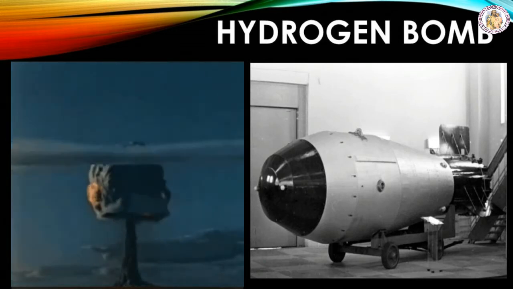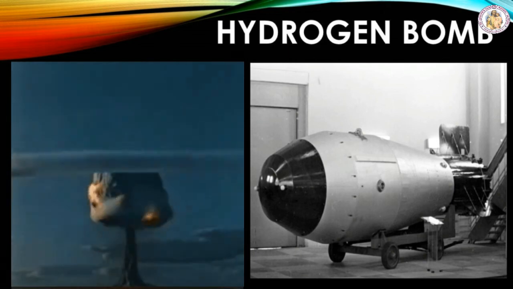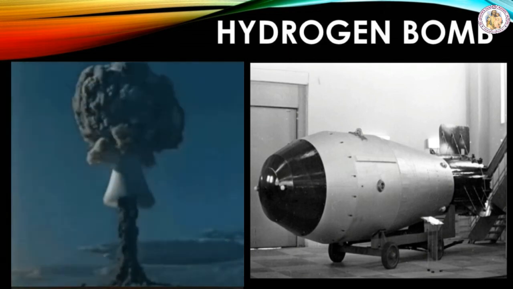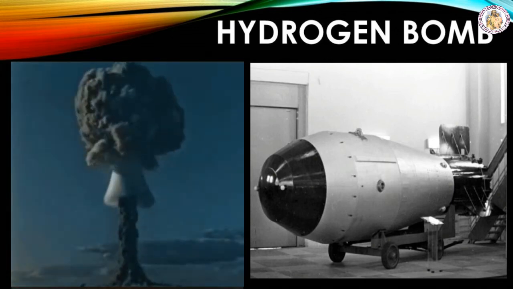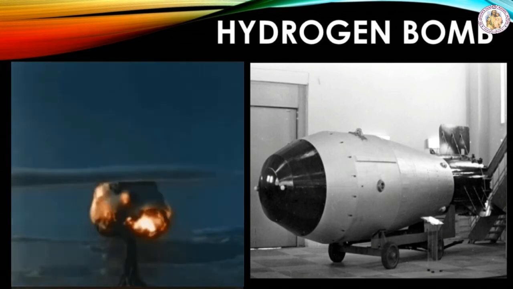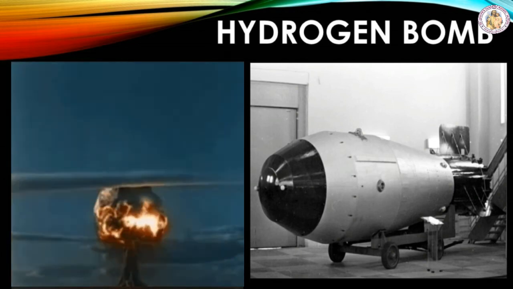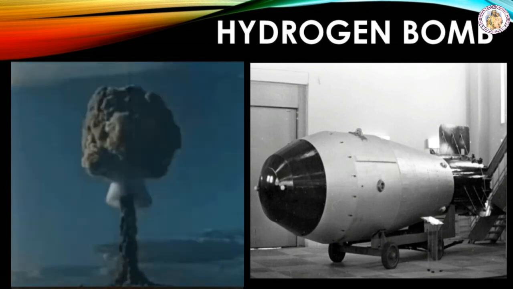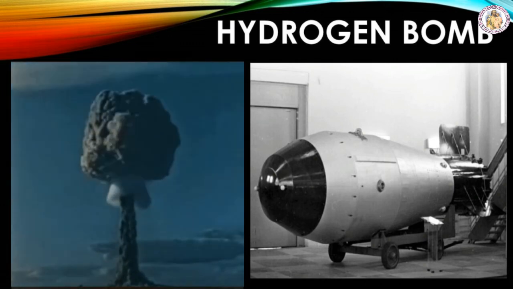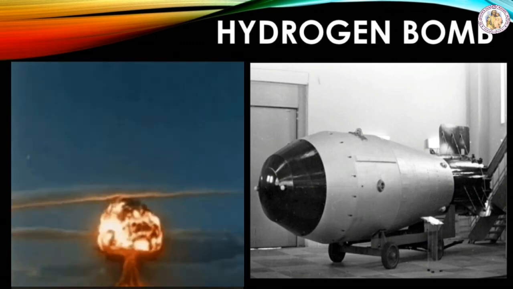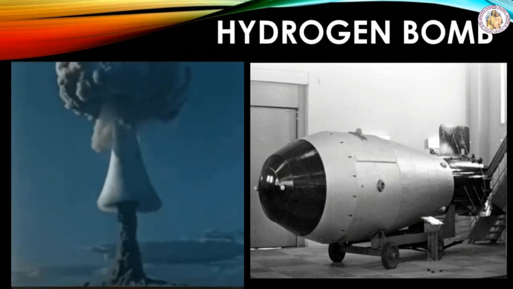Hydrogen bomb. Hydrogen bomb is based on the principle of nuclear fusion. So we all know what the fusion process is. In that process, two lighter nuclei combine to form a heavier nucleus, releasing energy. A hydrogen bomb is always designed to have an inbuilt atom bomb which creates the high temperature and pressure required for fusion when it explodes.